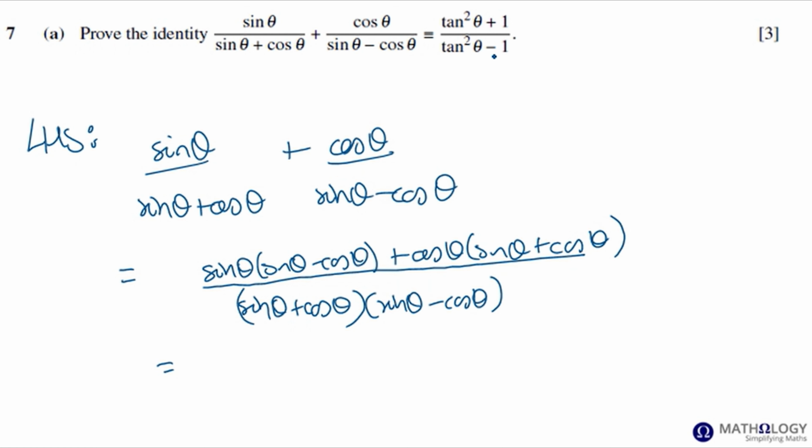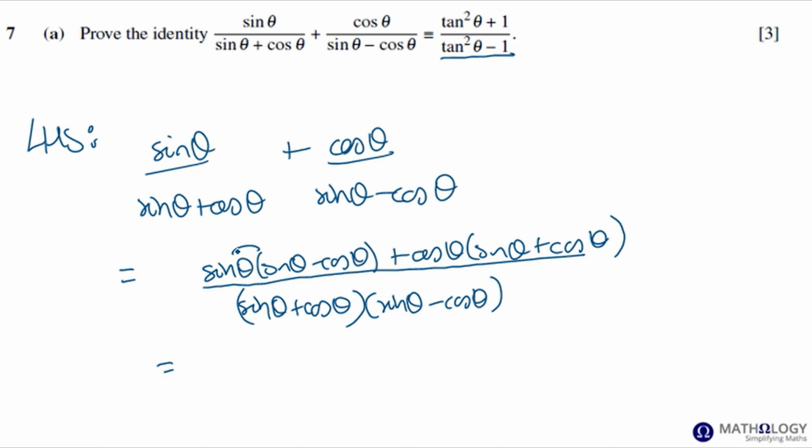Now, before we do that, just note that the denominator on the right hand side is tan squared theta minus 1. The fact that we've got a squared identity here means we are going to multiply out the denominator on the left. Generally speaking, a denominator is always in factorized form, but in this case, because we're trying to get a squared term in the denominator on the right hand side, we're going to multiply out the denominator as well.